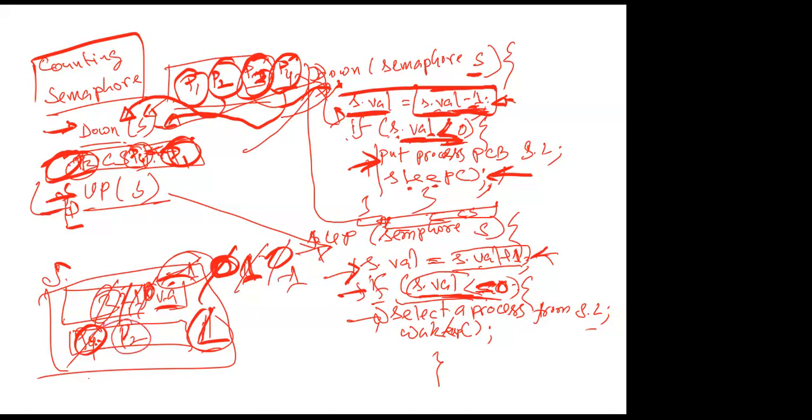From here you can see that s value is 3, so at best 3 processes can enter this critical section at a time. Okay, so this is how we can implement the counting semaphore. The difference is that if in some instance you need more than one process to enter this critical section, you can implement the counting semaphore.